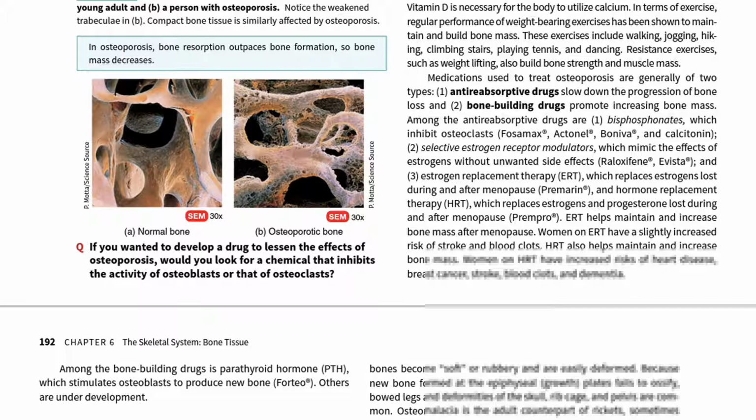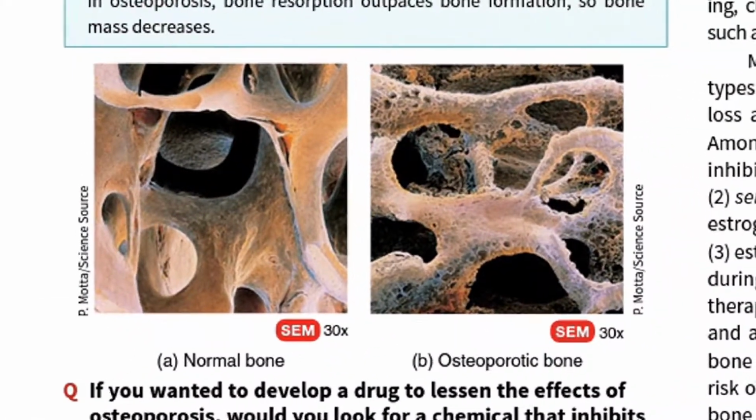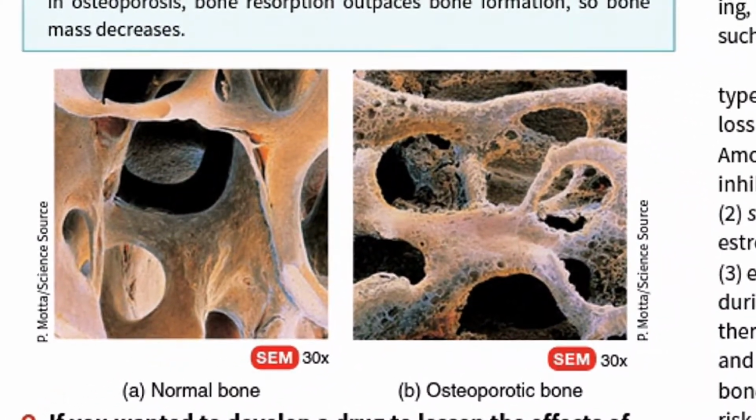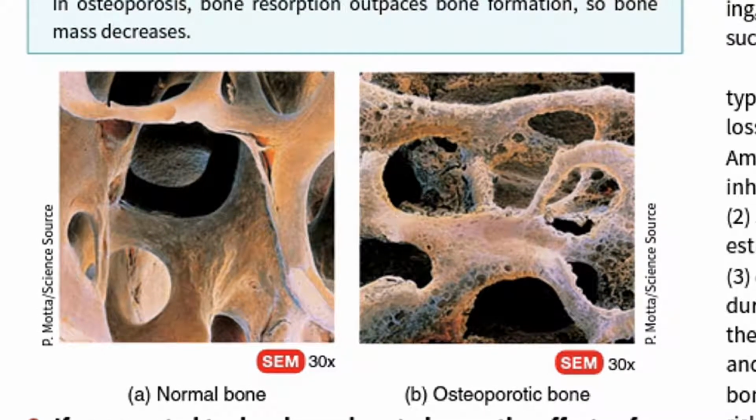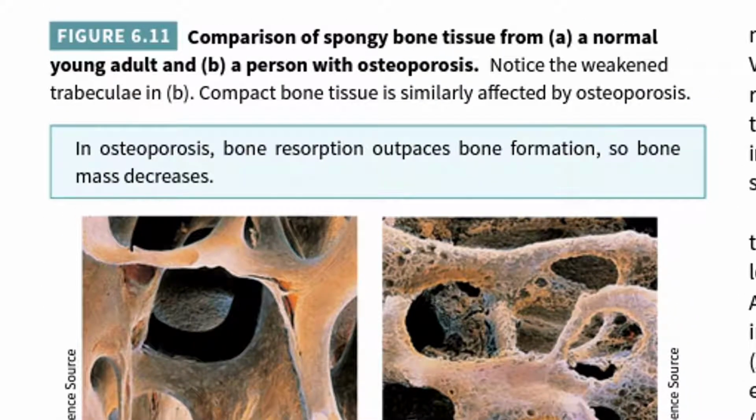Now one more figure. Again there is a comparison. On the left hand side normal bone is shown, and on the right hand side osteoporotic bone is shown. The detail of the figure, see figure 6.11: comparison of spongy bone tissue from A, a normal young adult, and B, a person with osteoporosis.